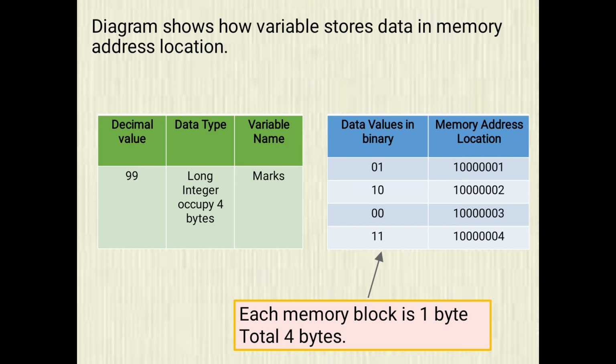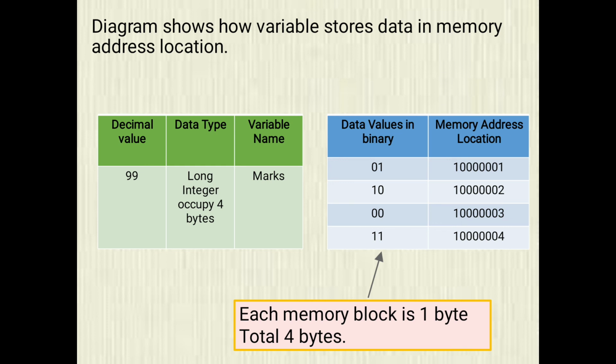Next we have the variable name. The variable name is user defined. So if you don't like the variable name marks, you can change that to mark, or marks underscore one, or marks one. That is what is meant by the term user defined. So it becomes much easier for the users to know where 99 is stored by the variable name.